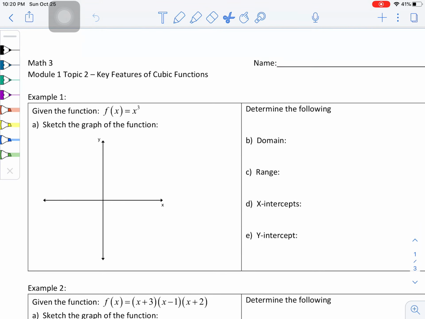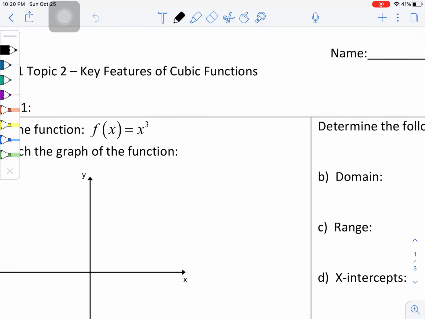Okay, in this video, I'm going to be discussing the key features of cubic functions. Now, a cubic function, just so we all know what we're talking about here, is a third degree function. So that means that this is a polynomial where the highest power on x is x to the third power, or x cubed, hence cubic function.